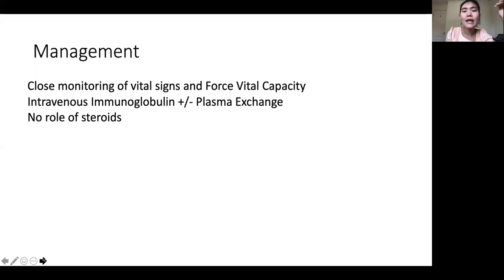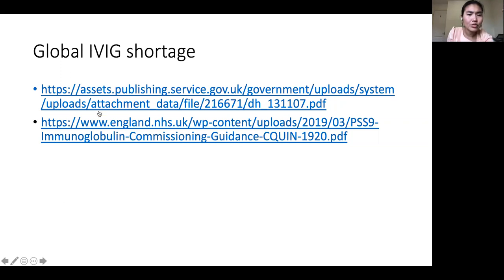Plasma exchange is something similar to hemodialysis, not the same. What it does is wash out all the bad antibodies from the body. So we give intravenous immunoglobulin. Sometimes patient will get better, so you don't really need to give another treatment. But in some patients, they do not get better, and in that case, you consider plasma exchange. There's no role of steroids in Guillain-Barré syndrome management.